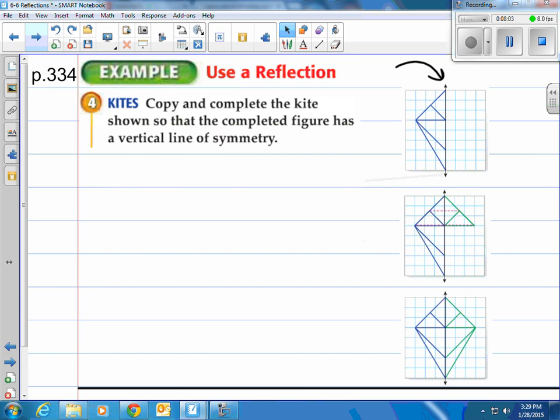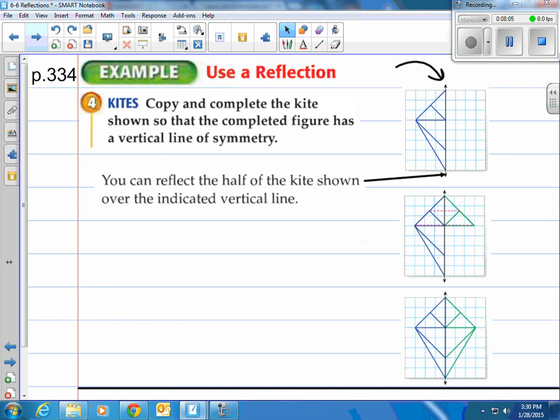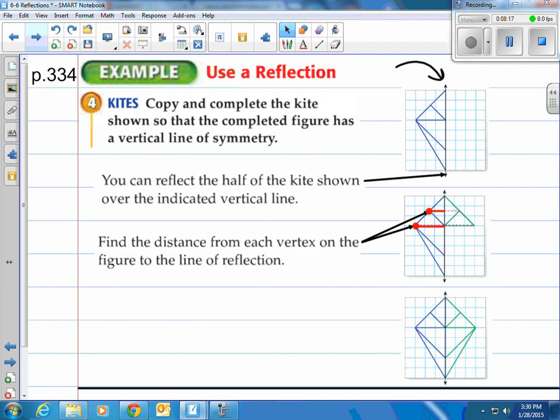So let's take a look. What's the first thing we're going to do? It says you can reflect the half of the kite shown over the indicated vertical line. So we're going to reflect that shape that they have there over the line, and it will create symmetry. So it says find the distance from each vertex on the figure to the line of reflection. Okay, so notice I put some points there, and you can see how far they are with the red line. Now I'm going to flip those over to the other side, and then you can see that green. That's kind of how that's going to get drawn.